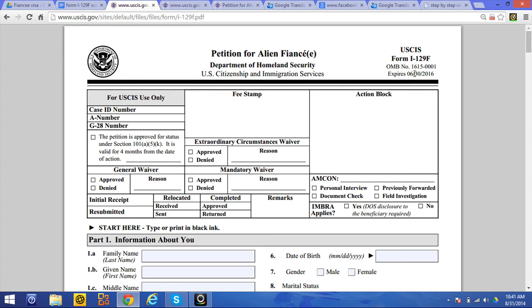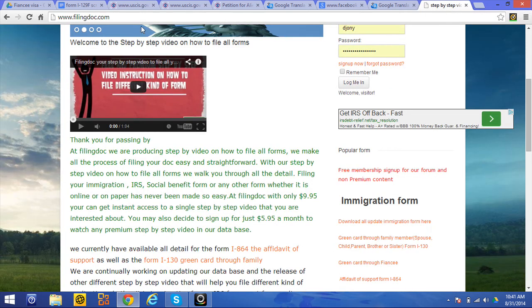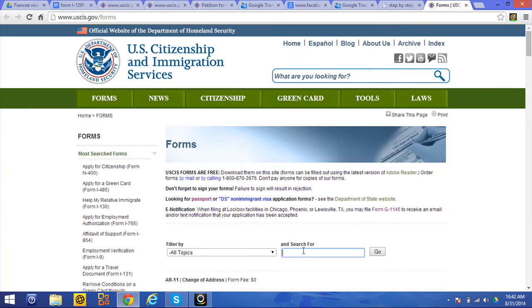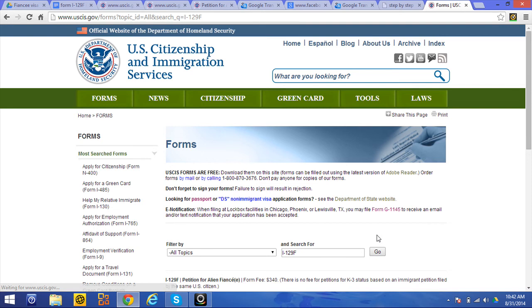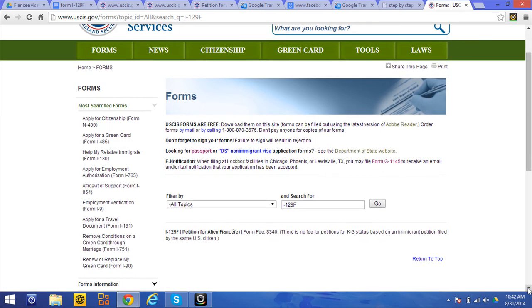To be sure, just go to our website, www.filindoc.com. Under download all updated immigration forms, you click here. You will be prompted to the USCIS website, and then you type I-129F and click on go. So that's the form.